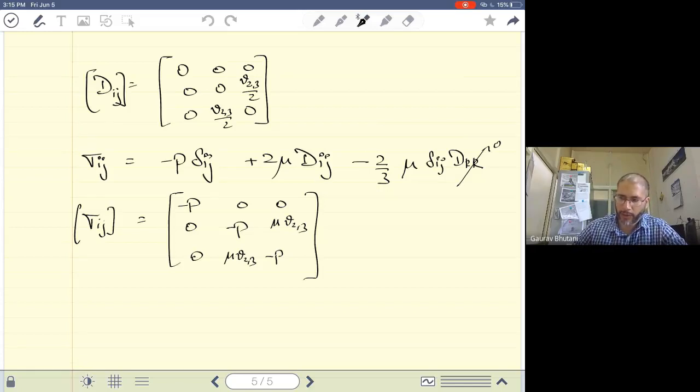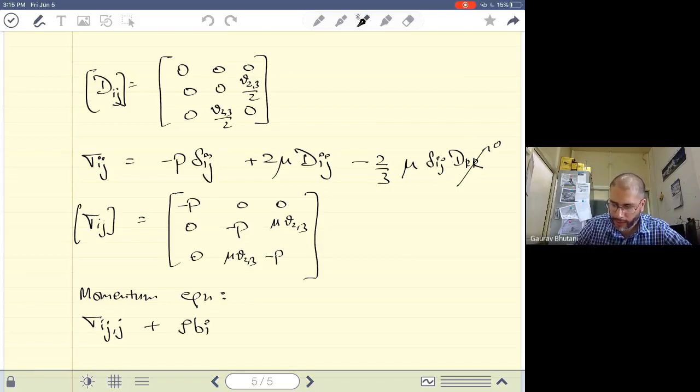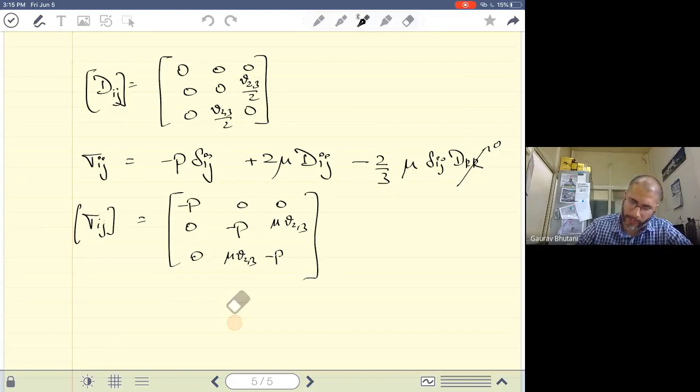Now we are in a position to apply the conservation of momentum equation, or the Navier-Stokes equation. So the momentum equation is sigma_ij comma j. That's the surface forces. Then you have rho times b_i. That's the body force. Oh, before that we have to write the body force as well. I'm sorry. So let's write the body force.